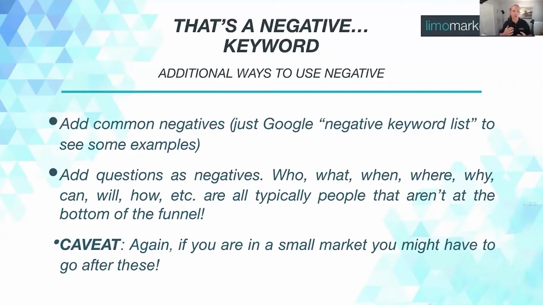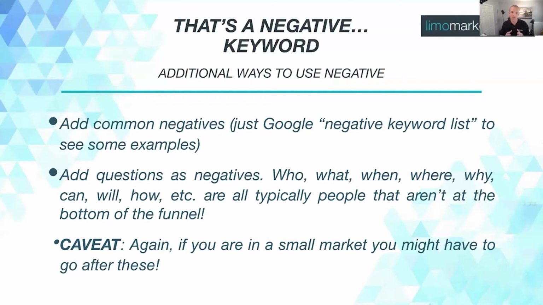Number one: who, what, when, where, why, can, will, how. Those are all words I typically add to my negative keyword list, because typically those are people asking questions. And so they're not always the best. You don't always want to put your ad in front of someone that's in research mode. You want someone who is in buy mode now.